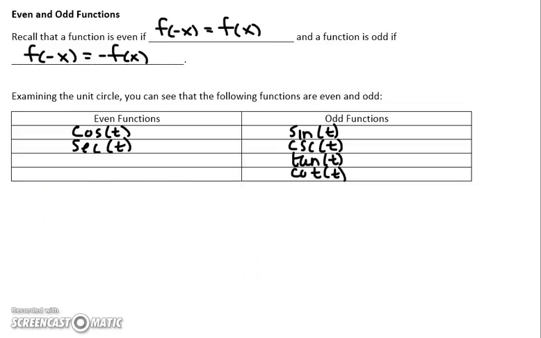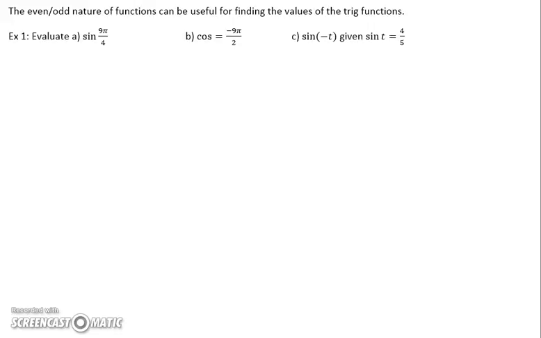So we can kind of use those to help us figure out the values of certain trig functions. So the example that we'll do, and then we'll finish up with this video, is going to be to evaluate sine of 9 pi over 4, cosine of negative 9 pi over 2, and to find sine of negative t given that sine of t is 4/5.